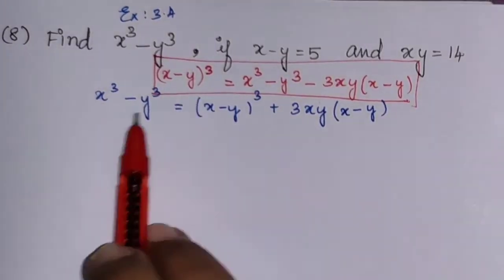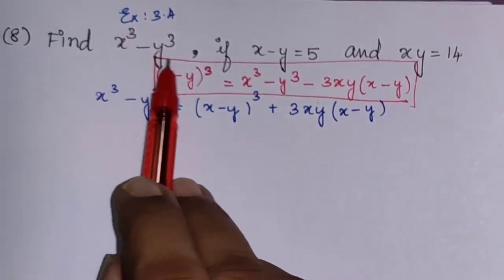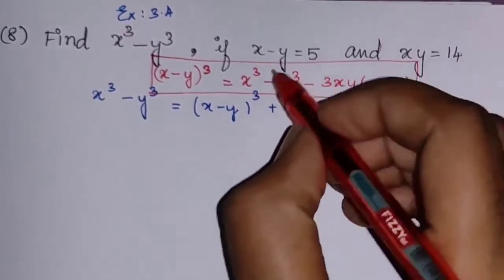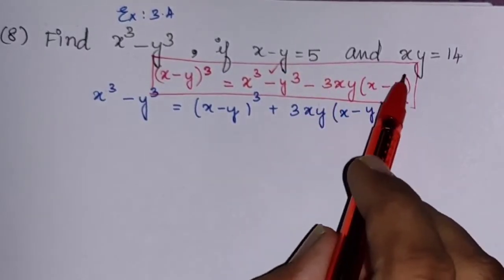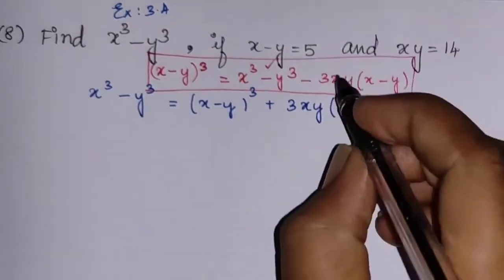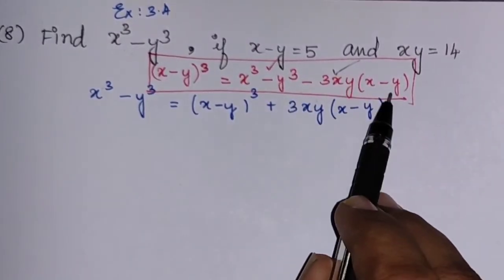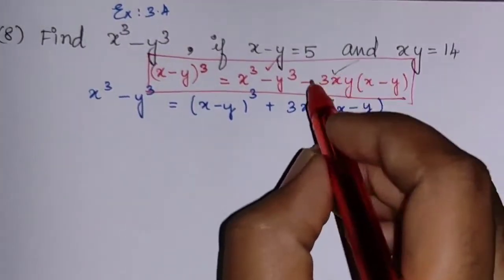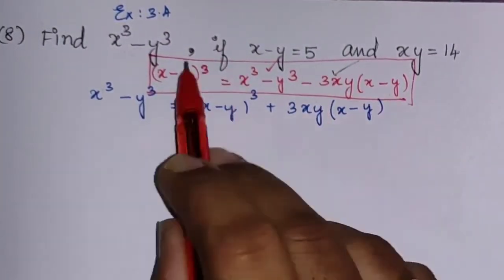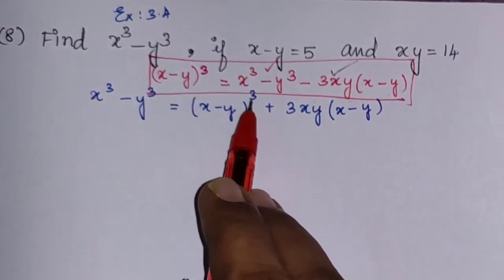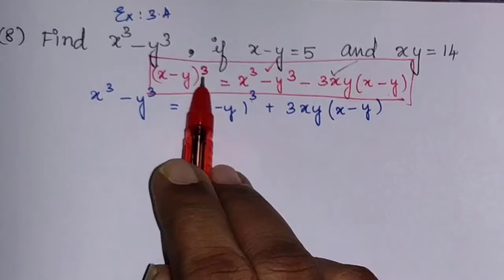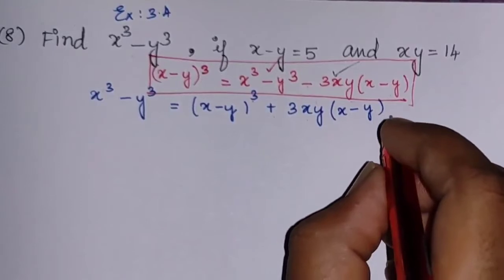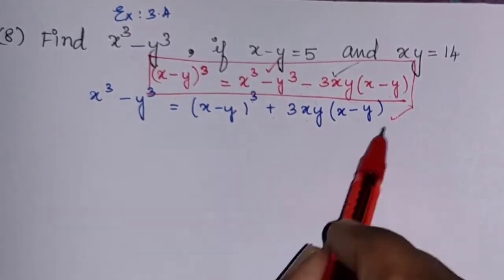Okay, but we are asked to find x cube minus y cube. So look at this formula, x cube minus y cube, no? So this is what we are asked to find. So take this, minus 3xy into x minus y, to the other side. When you take this to the other side, it will become x minus y the whole cube, and when you bring the minus term to the other side, it becomes plus 3xy into x minus y. So this is what we are going to do. From this formula we are deriving it.